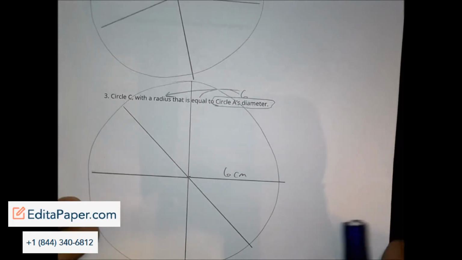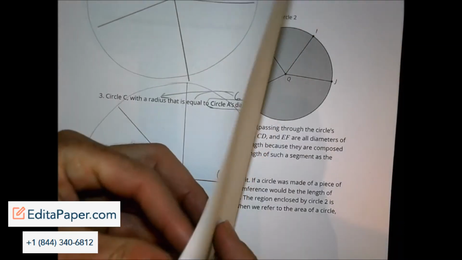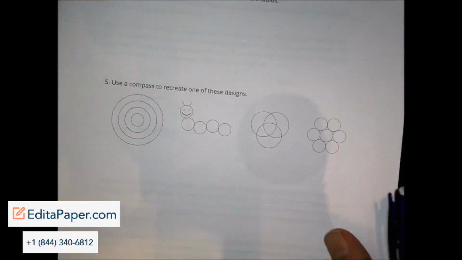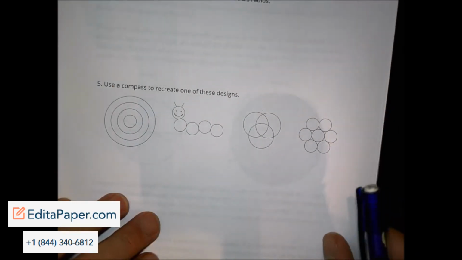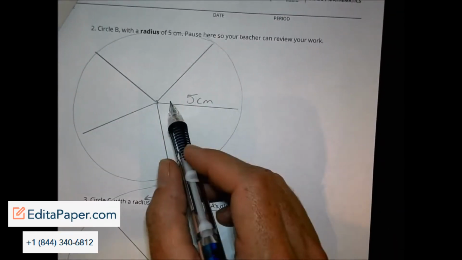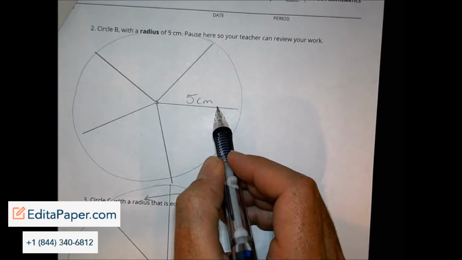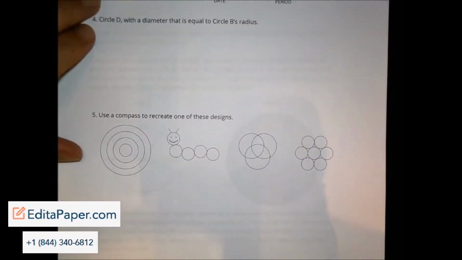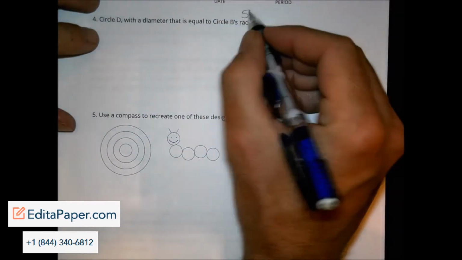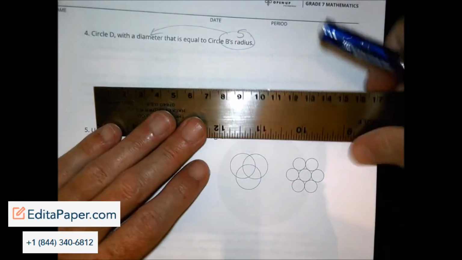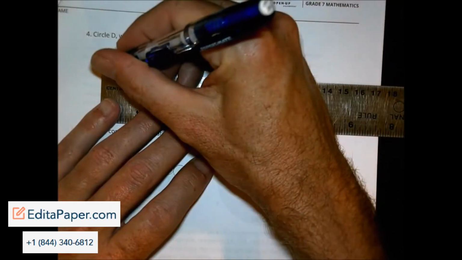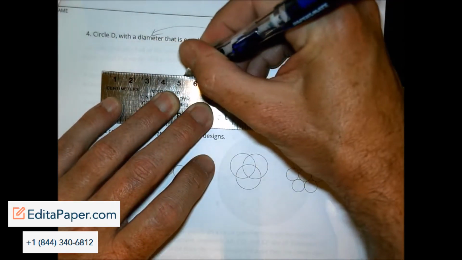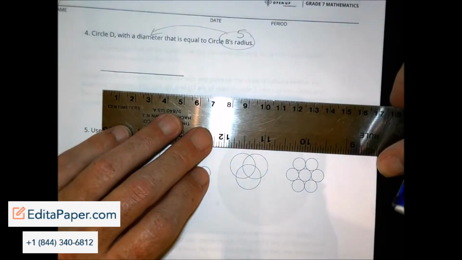We'll do one more of these before we get onto the homework and the summary. It says circle D with a diameter that is equal to circle B's radius. Well, circle B, recall, had a radius of 5 centimeters. We're going to make that 5 centimeter radius our diameter now. So our diameter is going to be 5 centimeters. The whole distance across the circle from 0 to 5 will look like that. That'll be the width of my circle.